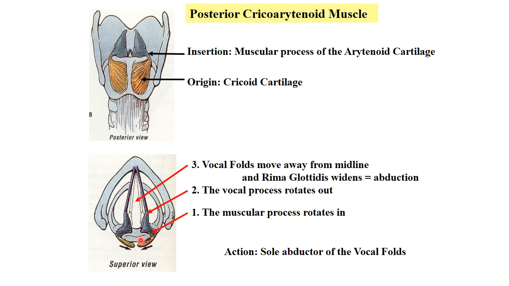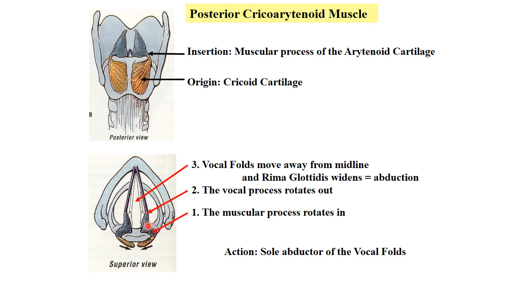And so essentially what this muscle is doing by contracting and pulling this way is spinning the arytenoid cartilage this way and this way. So it's spinning the muscular process in, which spins the vocal process out. And that is going to abduct the vocal cords. It moves them away from the midline. And by abducting the vocal cords, it's widening the rima glottidis. So that thing is going to open up. Vocal cords, which can be sitting right next to each other, are going to move away from each other.